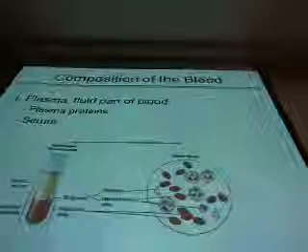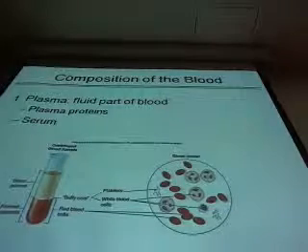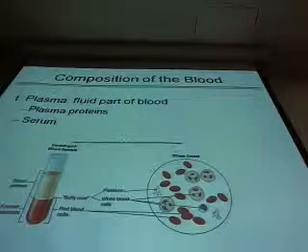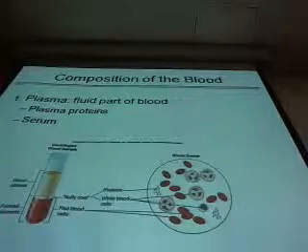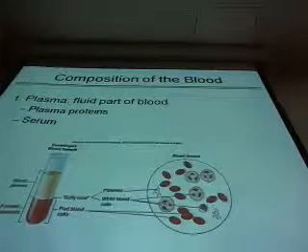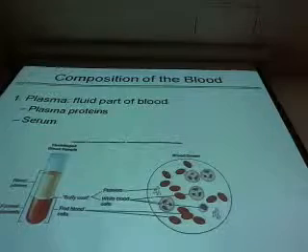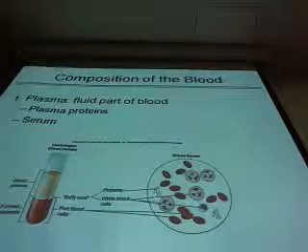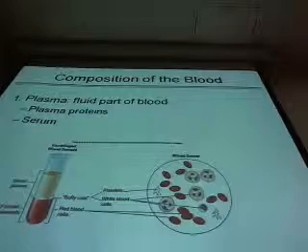Okay, composition of blood. You have the particulate part of blood and you have the fluid part of blood. You have blood plasma. Plasma is the fluid part of blood. Now, the difference between plasma and serum. Plasma has all the clotting factors. They've been inactivated in some way, that's why you have plasma. But your fibrinogen is there, your clotting factors, your platelets are there, they're not tied up in a clot.